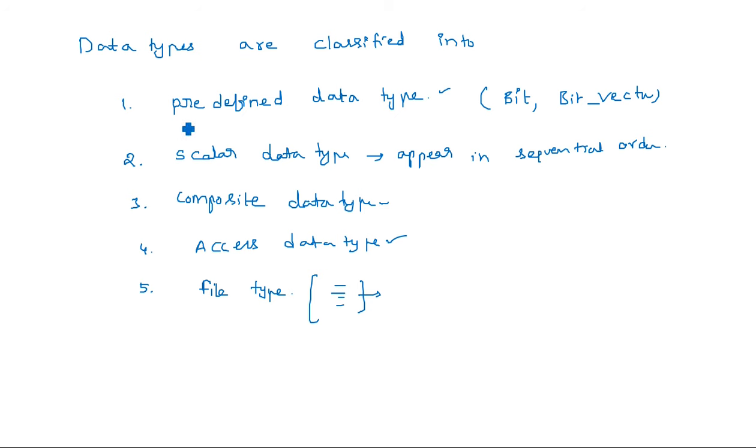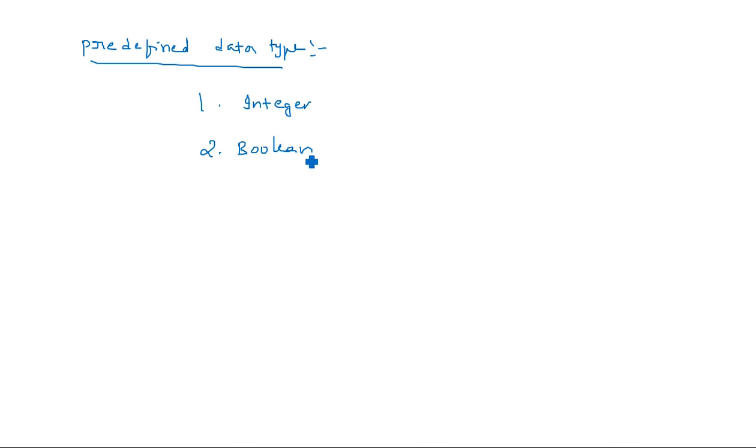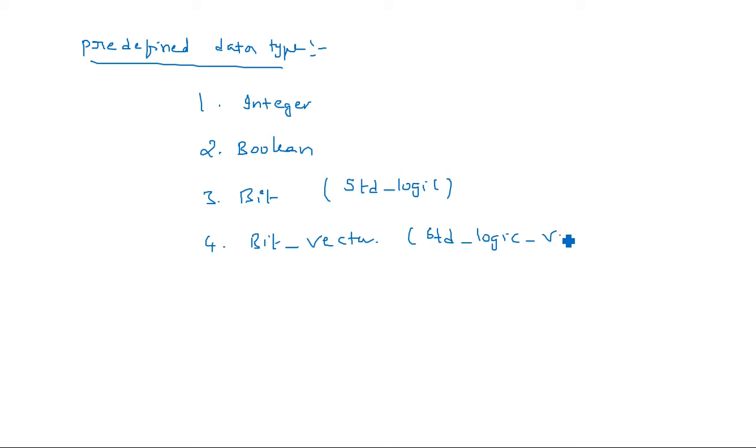Now we are going to see what we mean by predefined data type and scalar data type. In predefined data type, we are going to explain four different types here. One is integer, second boolean, third bit, and fourth bit vector. Here we can also write bit as std_logic, and bit vector as std_logic_vector. So bit can be represented as std_logic and bit vector is represented as std_logic_vector.